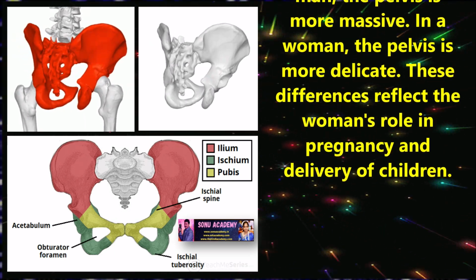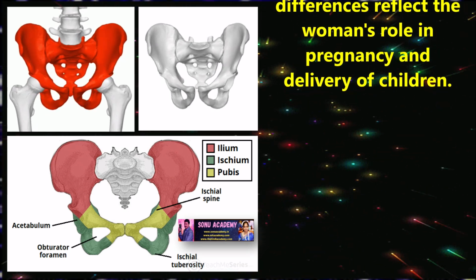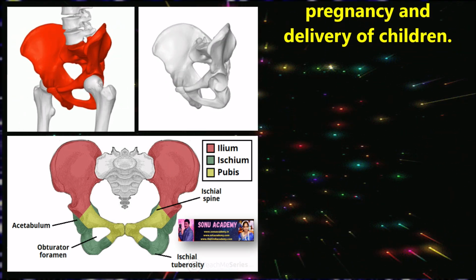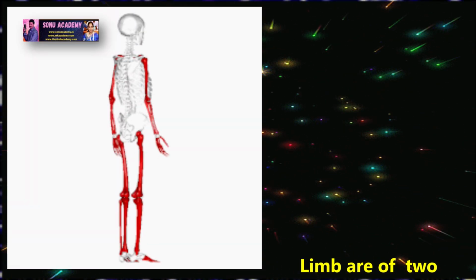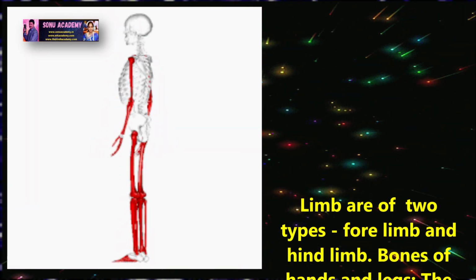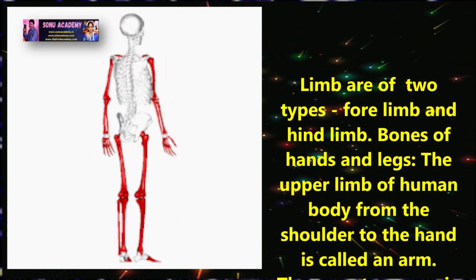In men, the pelvis is more massive. In women, the pelvis is more delicate. This difference reflects the woman's role in pregnancy and delivery of children. Limb bones. Limb bones are of two types. One is the forelimb and the second one is the hind limb. Bones of hands and legs.